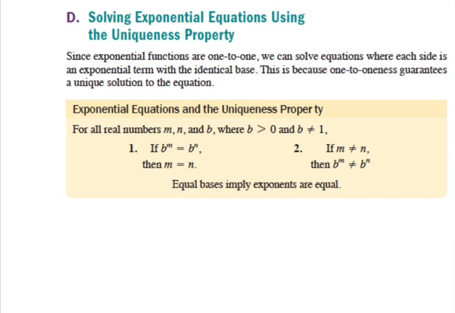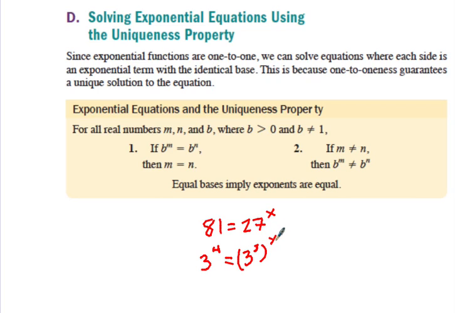Okay, so the uniqueness property, right? This is that idea that if I had something like, actually, they've got the generic written there. So as an example, let's say I had something like 81 equals 27 to the x. You would be able to take that and find a similar base. So 81 can be written as 3 to what power? 4. Good. And 27 can be written as 3 to the 3rd.